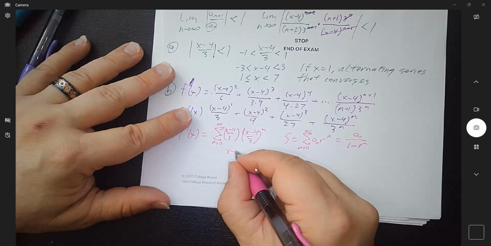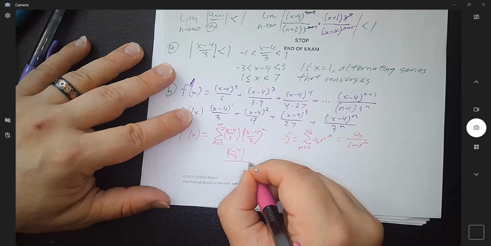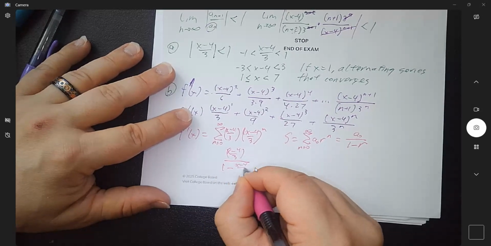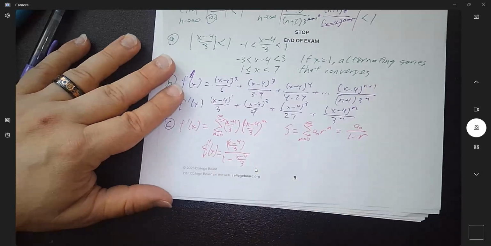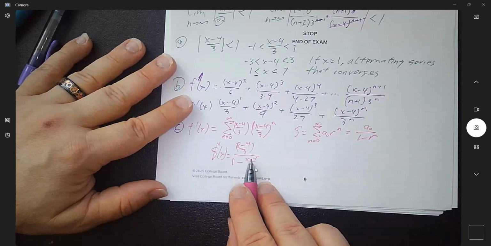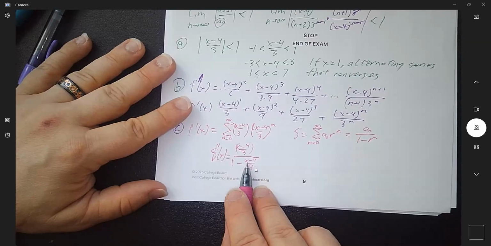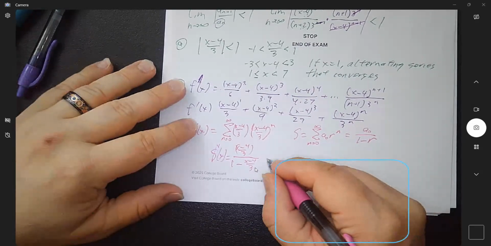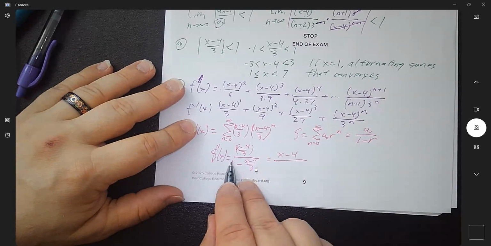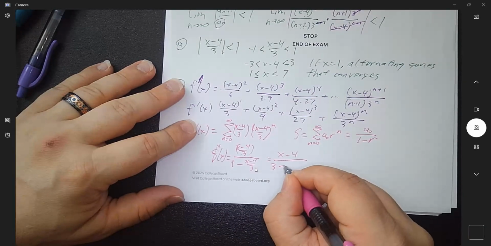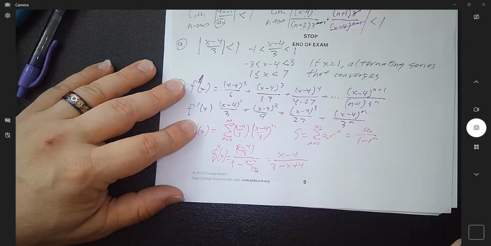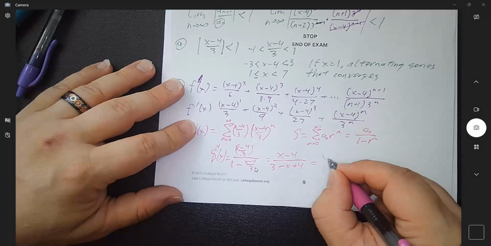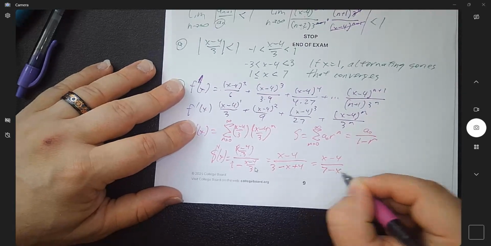Okay, so this will be x minus 4 over 3 over 1 minus x minus 4 over 3. That's what the f prime of x is going to converge to. So now what if I bring this down? And what if I say x minus 4? Now let's distribute the 3. 3 minus x minus a negative 4. Okay, so there you go. There's your x minus 4 over 7 minus x. There it is right there.